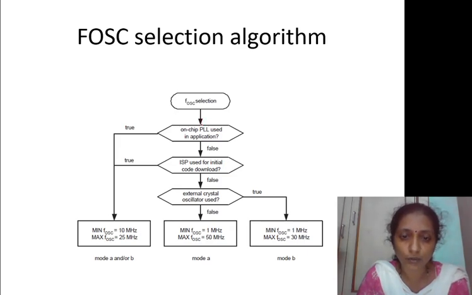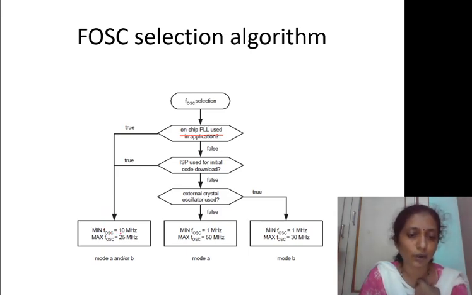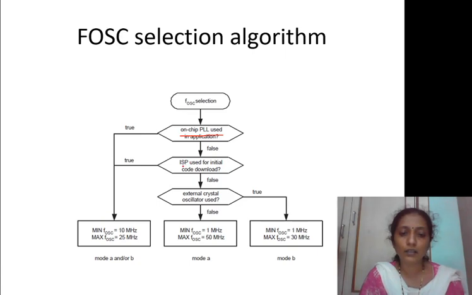So when you are going through this, it will check first whether the on-chip PLL is used or not. If the on-chip PLL is used, then the frequency range is restricted from 10 megahertz to 25 megahertz, as we have discussed previously. If PLL is not used, then it will verify whether ISP is used. If ISP is used, then again the frequency range is limited to 10 megahertz to 25 megahertz. If ISP is not used, then it will go for 2 different options.